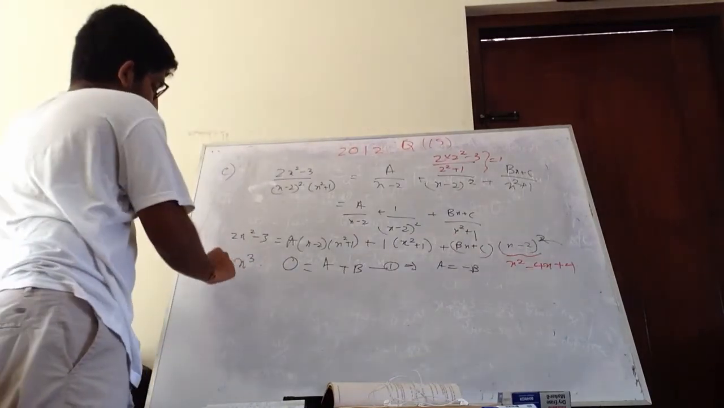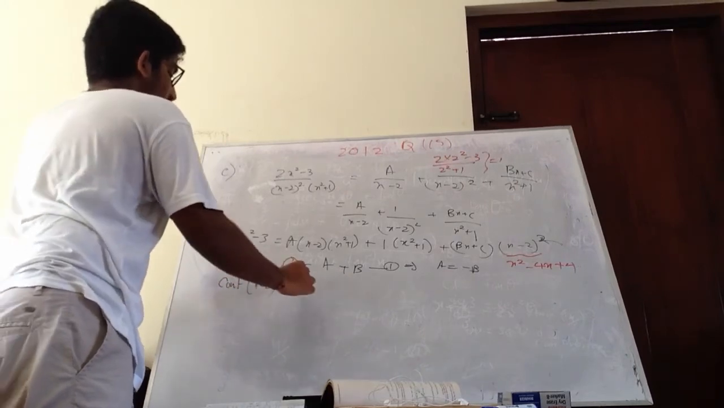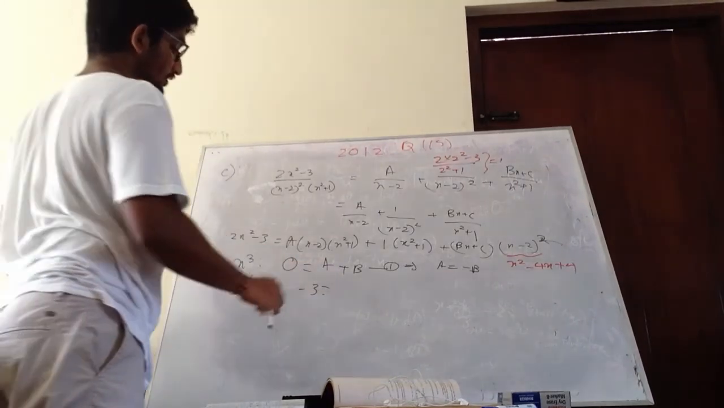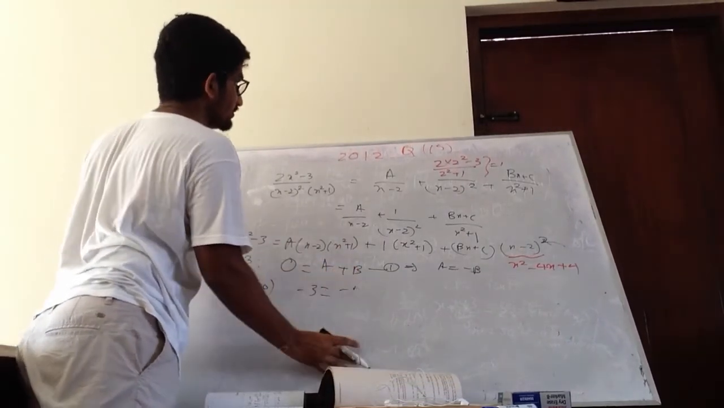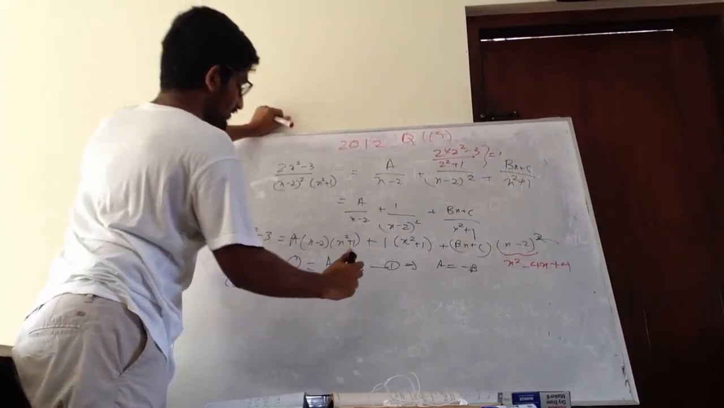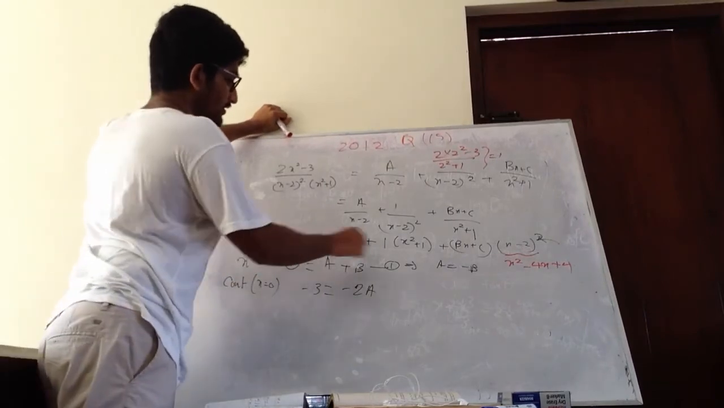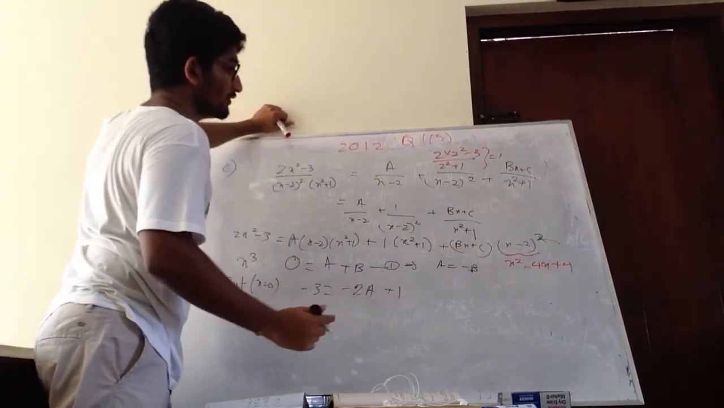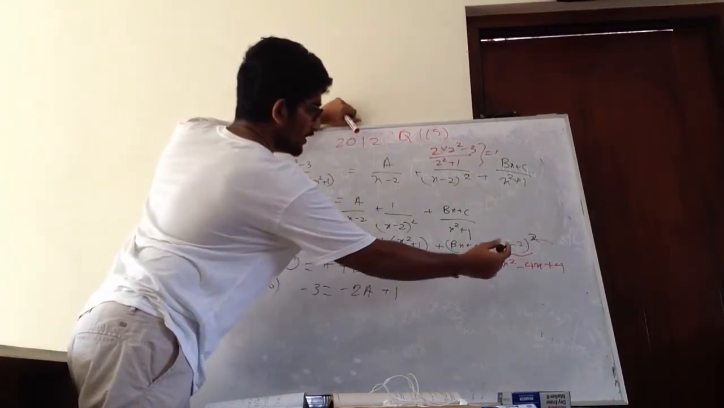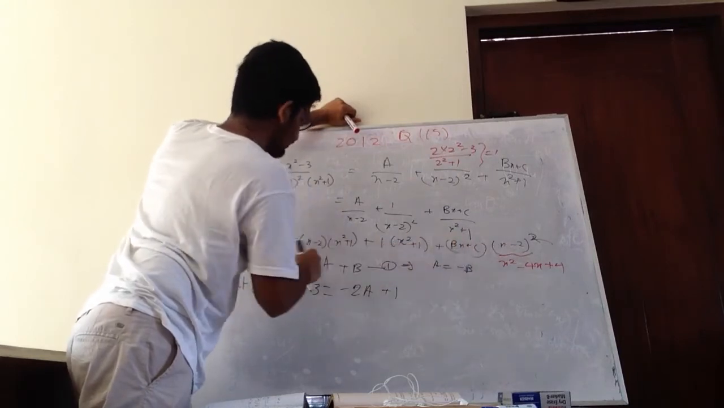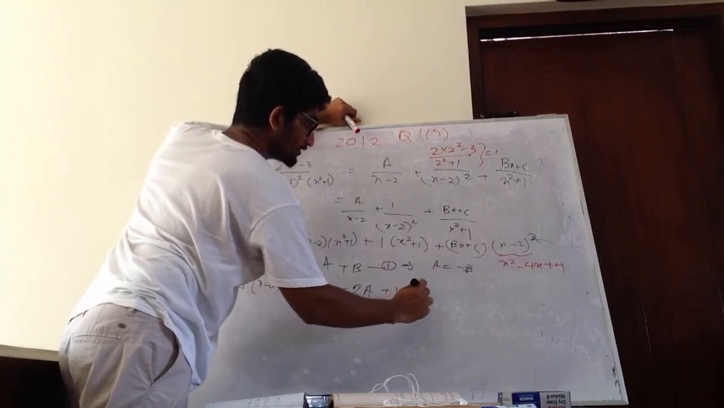So here you will get a equals minus b. Then we will compare the constant, or basically when x equals 0. That means minus 3. So if you put x equals 0, this is going to be minus 2 into 1, which is minus 2a, right? Minus 2a plus 1. Then if you put x equals 0, this is going to be 0, c plus 4c.